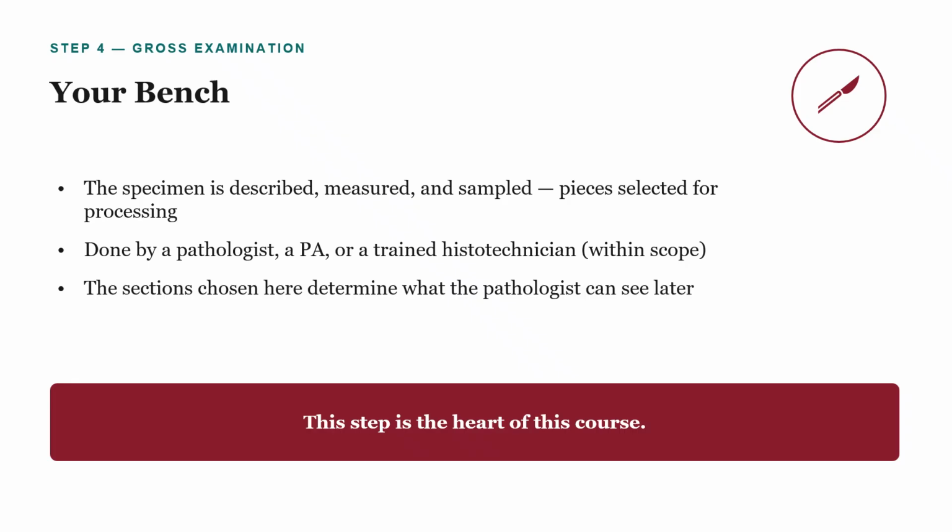Here's the critical point. The sections chosen at this step determine what the pathologist can and cannot see under the microscope later. If the right piece isn't sampled, the diagnosis can be missed entirely. Not because anyone read the slide wrong, but because the diagnostic tissue never made it onto a slide. That's why grossing carries such weight, and it's why we spend so much of this course on doing it well.